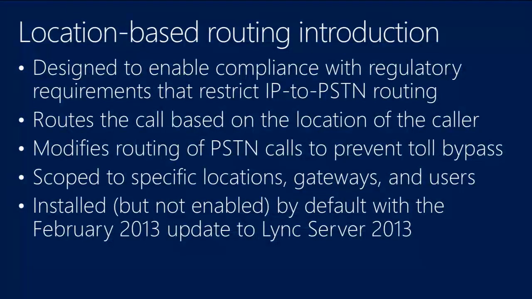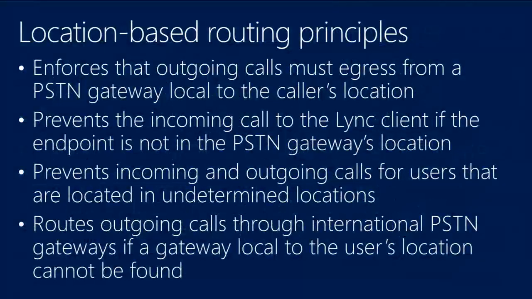You have to have location services enabled for this to work. I'll show you in a second. We've got to have the gateways, got to have the users, and you need to turn it on, right? It's there, but it's not configured or enabled at all in the cumulative update. So its job is to enforce outgoing calls from a gateway that is in the user's location, period.